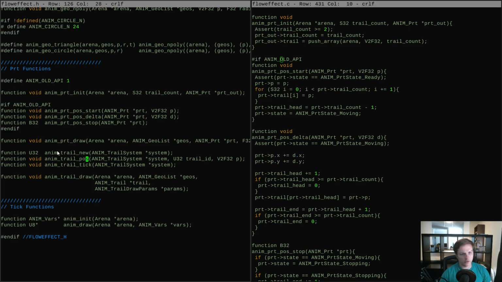So whenever I ask for a new trail, I would just get one as a U32. I would then update the trail by sending points to it, and that would grow the trail up to some maximum length. And when I tick, it would decrease the tail end of the trail.